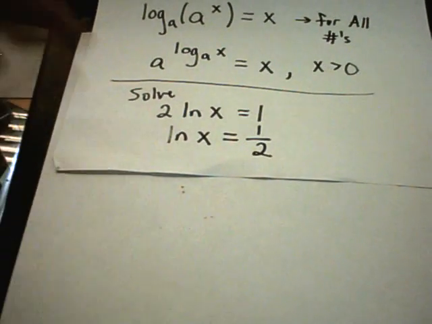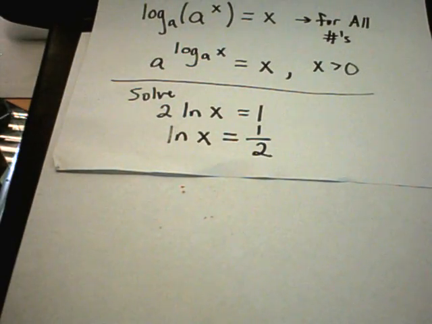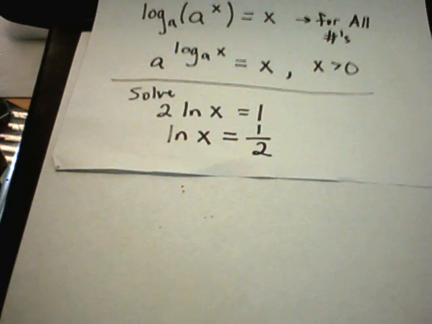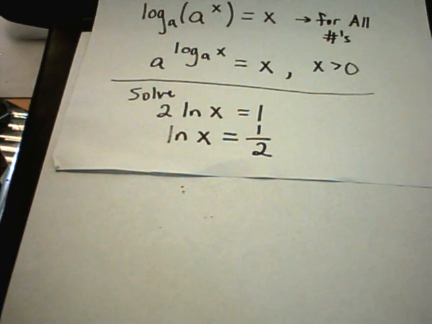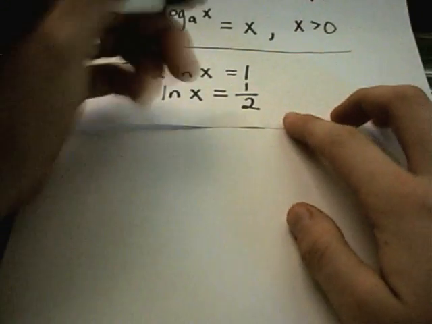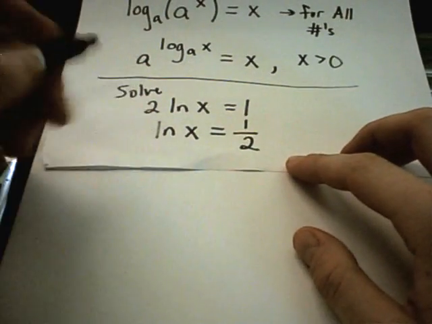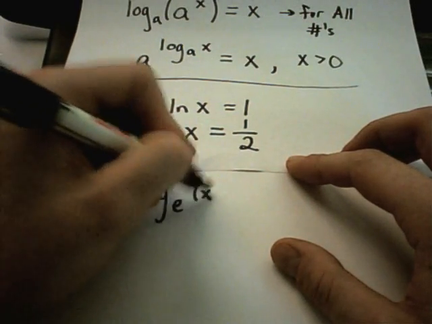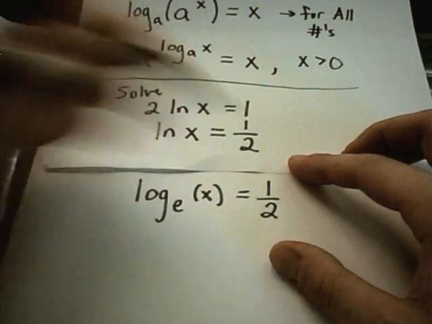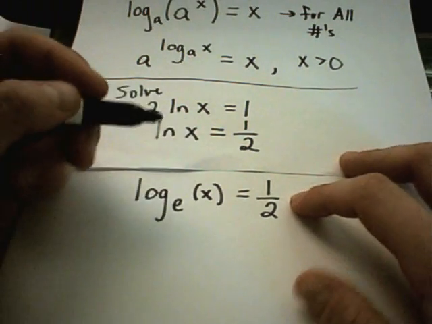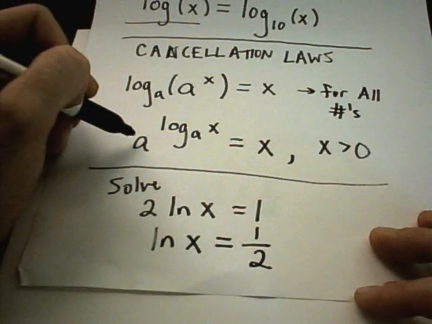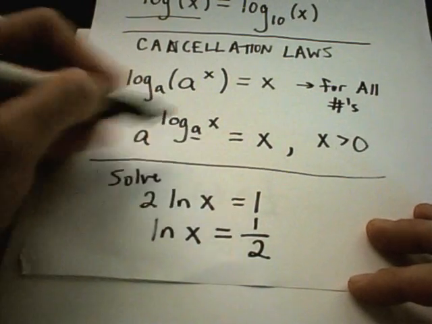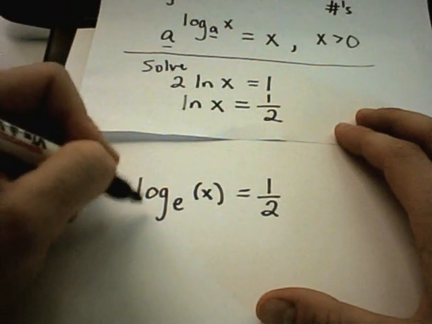And again, here's where I'm going to use this property. This is where we're going to use this property. Well, first off, I'm just going to rewrite the natural logarithm as log base e of x. So again, log base e of x is equivalent to 1/2. So now I'm going to use this property. It says whatever the base is, you raise both sides to that power, or excuse me, to that base.